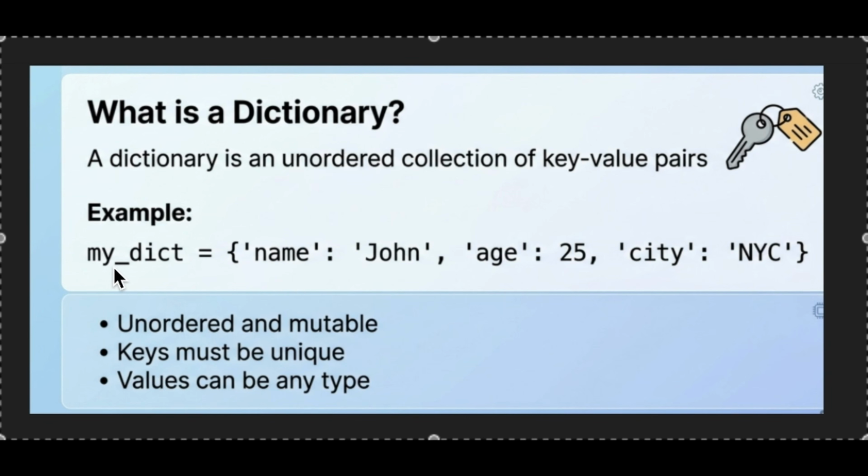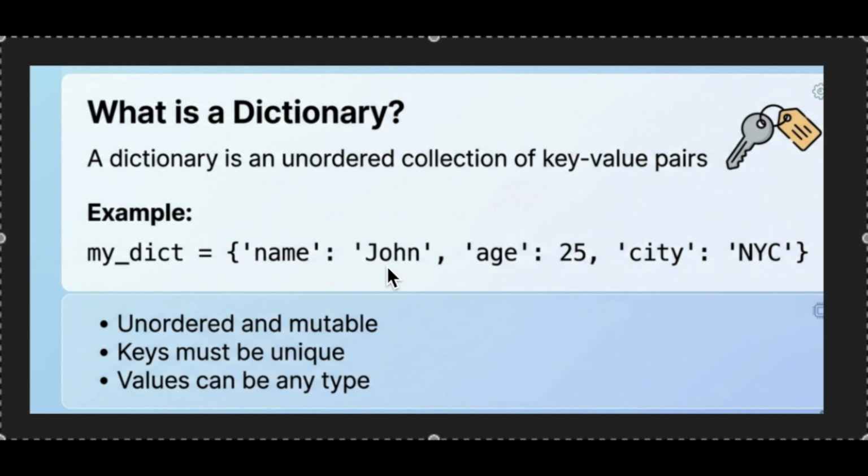First of all, look at this example. Look at the code. My dict equals name John, age 25, and city New York City. Here name is a key, and John is a value. Instead of remembering that John is item number 0 in a list, you just ask the dictionary for the name, like my dict of name, and it hands you John.